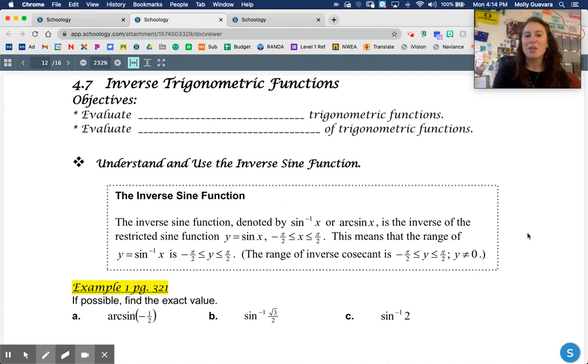Welcome back. We are on the last lesson in Unit 4 that we're going to look at for this unit, and it's all about inverse trig functions. So now we've looked at all 6 of our trig functions. Now we're going to look at the inverse of these functions. So only 2 objectives today. We're going to evaluate the inverse trig functions.